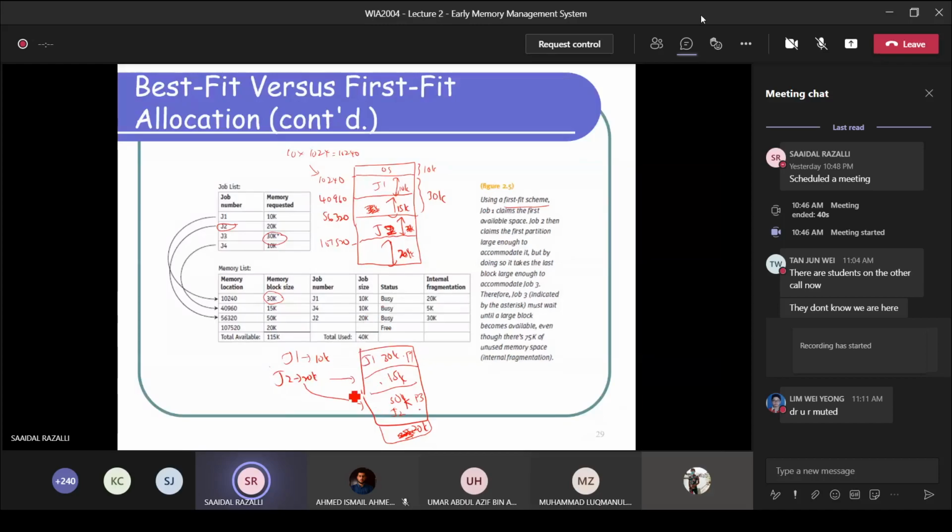Okay, so now we are left with J3. J3 is 30K. We try to find it a slot, but only two slots are available, 15K and 20K. So it cannot fit job 3, so it has to wait. Job 4 is 10K; when it first meets the 15K partition number 2, it goes straight in. Partition number 2: J1, J4, J2. Dynamic and fixed partition don't have a difference here.